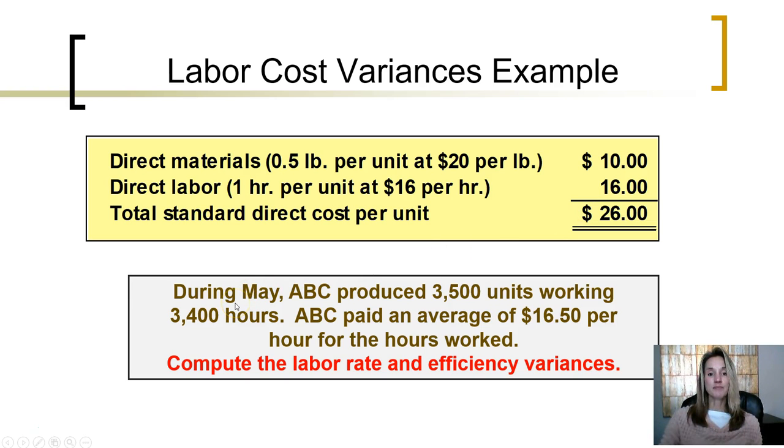So during May, ABC produced 3,500 units and the workers worked 3,400 hours. ABC actually paid an average of $16.50 per hour for the labor worked. Let's compute the labor rate and efficiency variances.